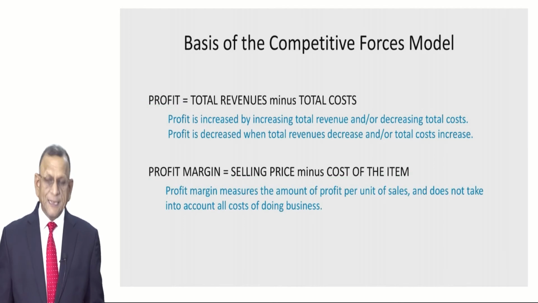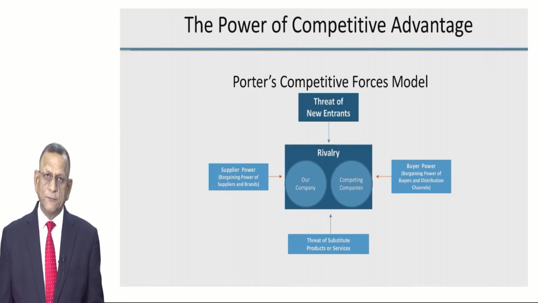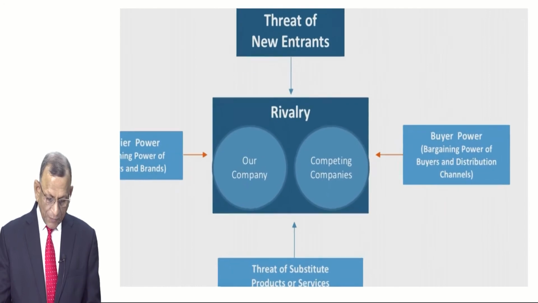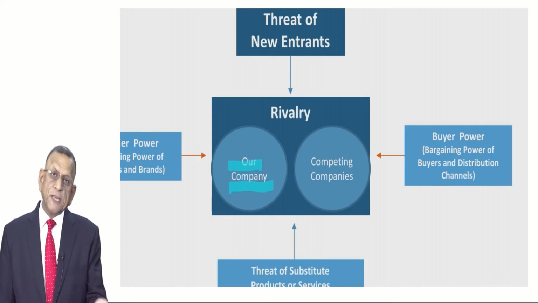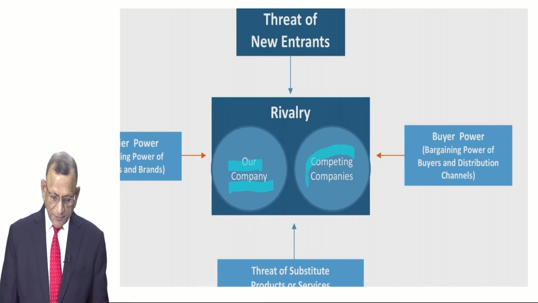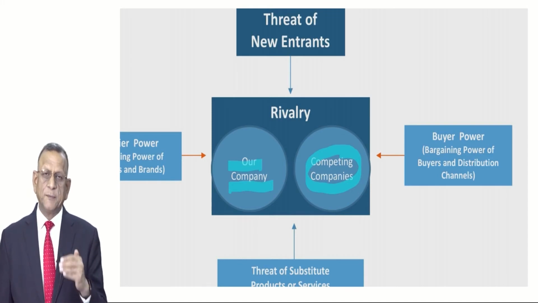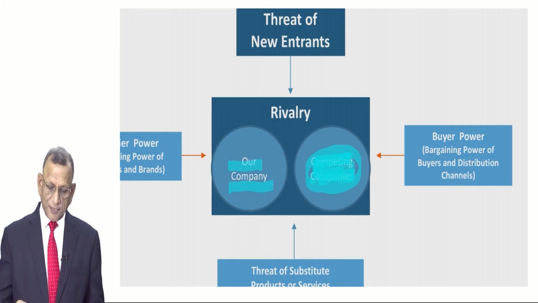After understanding this, let's go back to the Porter's 5-force model and understand it. At the center, friends, we have our company. Our company is continuously competing with other companies within the industry. So, one force which can be considered is competing companies, those who are competing with us. Competing companies is factor number 1.